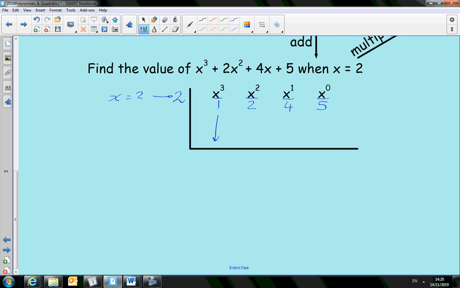So we bring our first value down. There's nothing there, so it's 1 plus 0 is 1. We're then going to multiply by this value here, which is 2. 1 times 2 is 2. We're then going to bring it down again and add these two things. 2 plus 2 is 4. Multiply that by 2. 4 times 2 is 8. Add them together. 4 plus 8 is 12. And again, multiply that by 2. 12 times 2, 24. Add them together. 5 plus 24 is indeed 29.